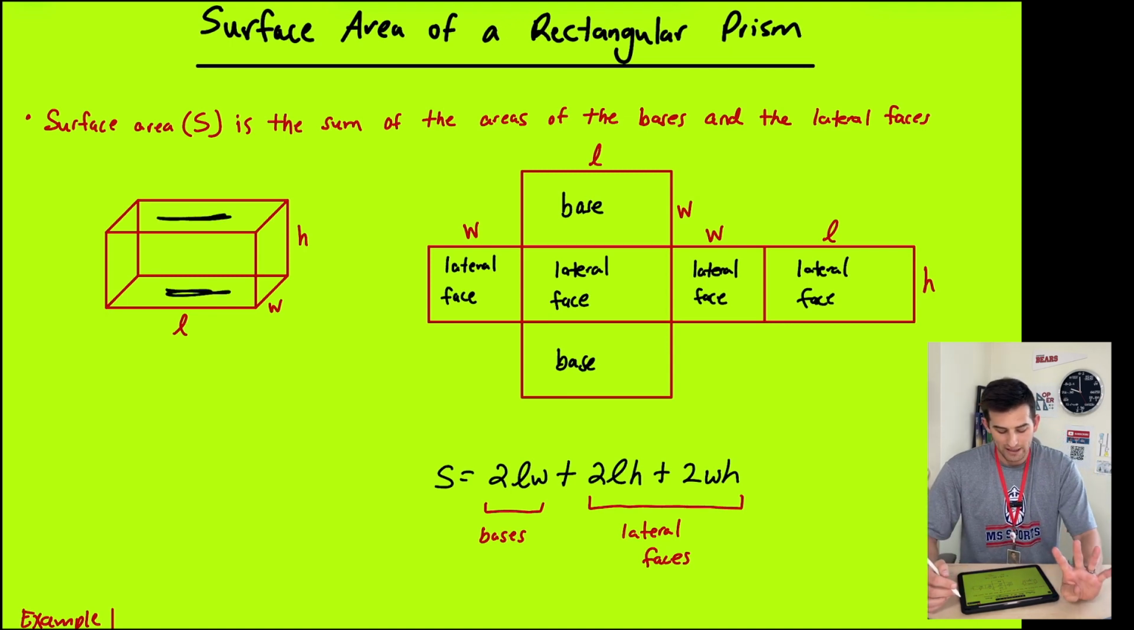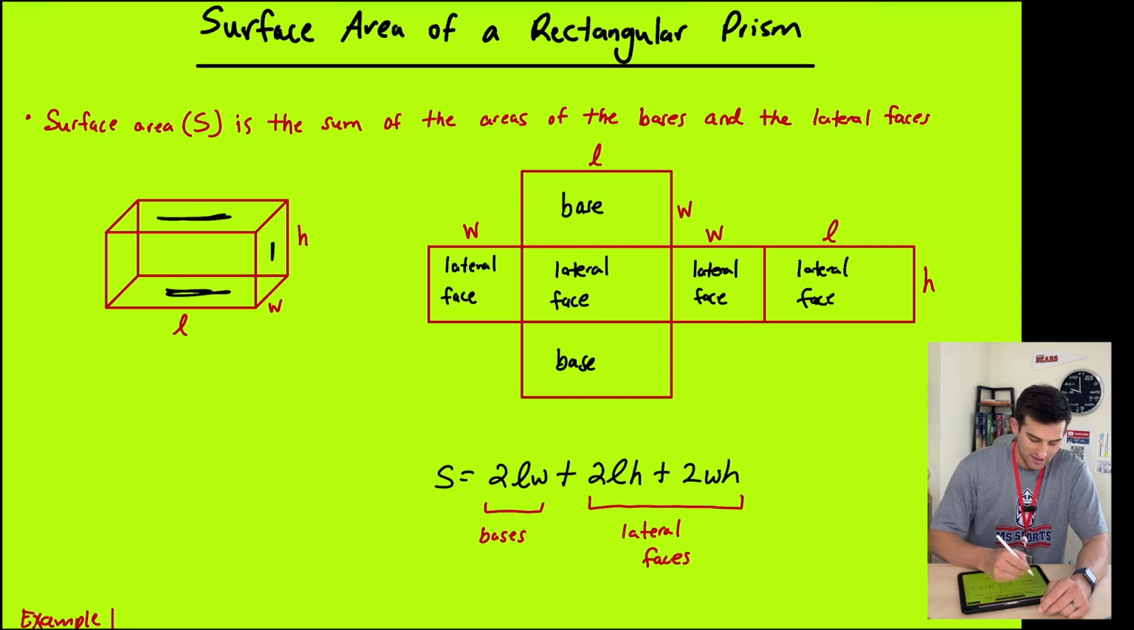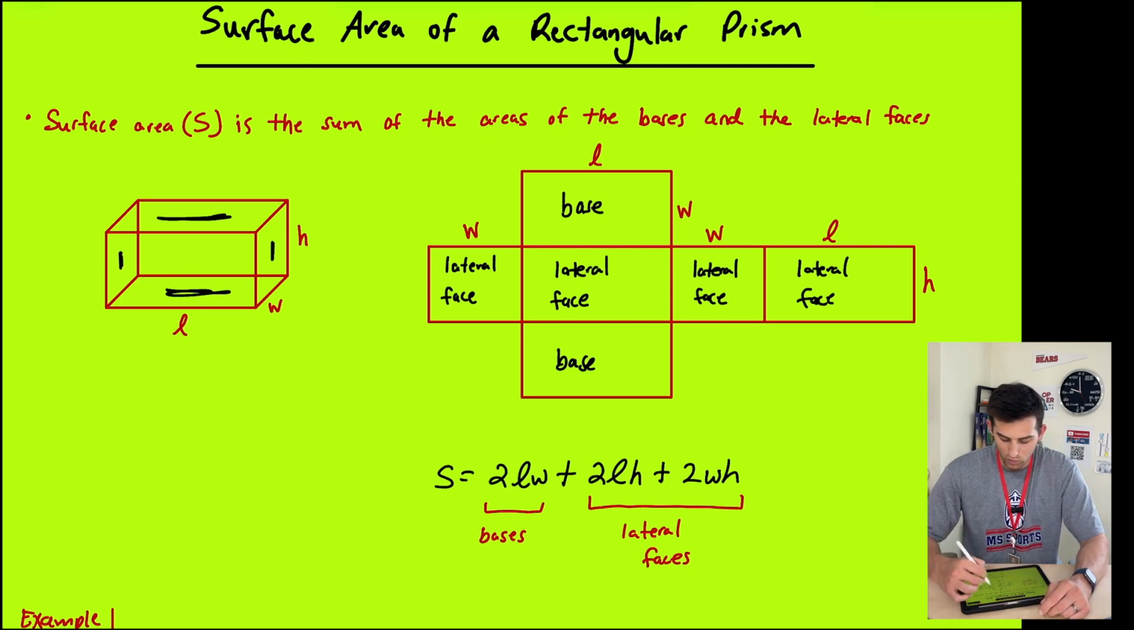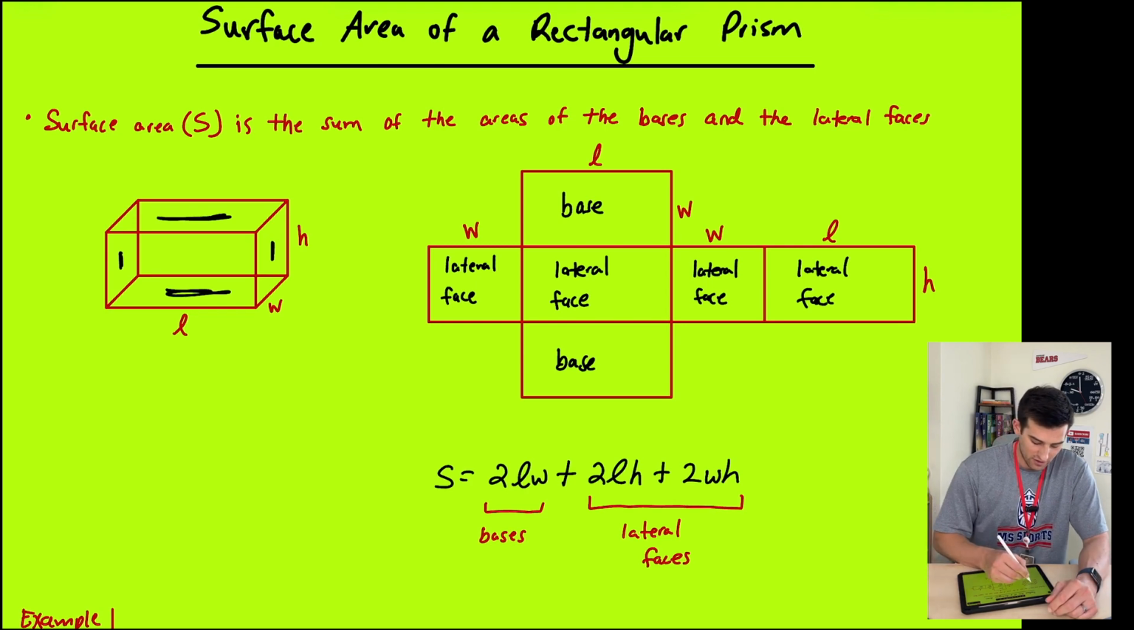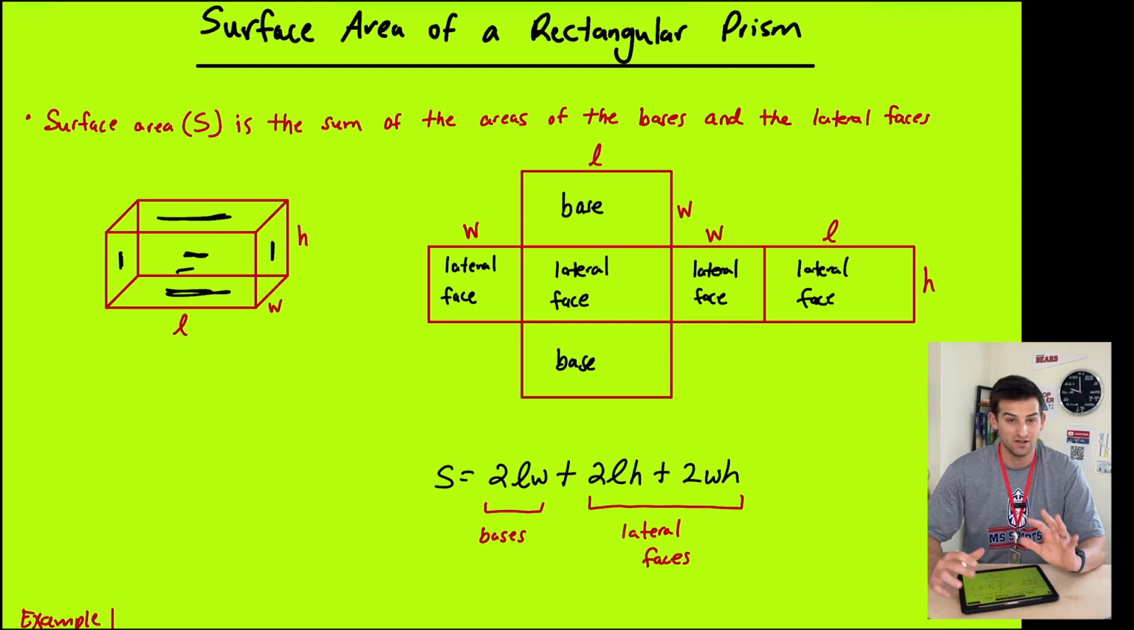Now we have four lateral faces. We have two that are on the sides, like this, which would be our width times our height if we are finding the area. And then we have two that are on the front and the back, if you will, right? Kind of hard to see on the screen here. But those would be our length times our height. Okay, so if we want to find the surface area of the prism, we just need to find the area of all those different faces.